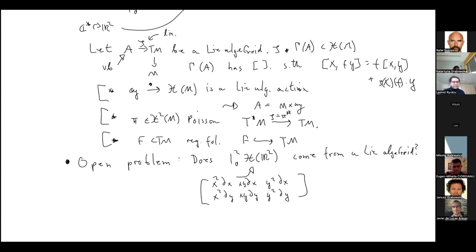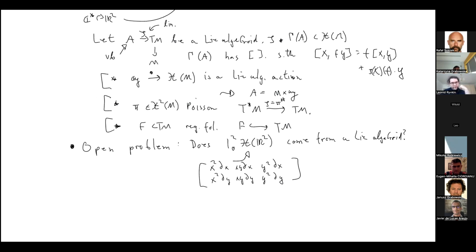So this cannot come from a Lie algebroid more or less by definition, but it's not known if there is any example which works on a compact manifold or locally. And even for this one, we don't know. So if you have some free time, Anju, please figure it out and tell me. I'm trying to understand what's going on there for a while and couldn't find an argument yet.